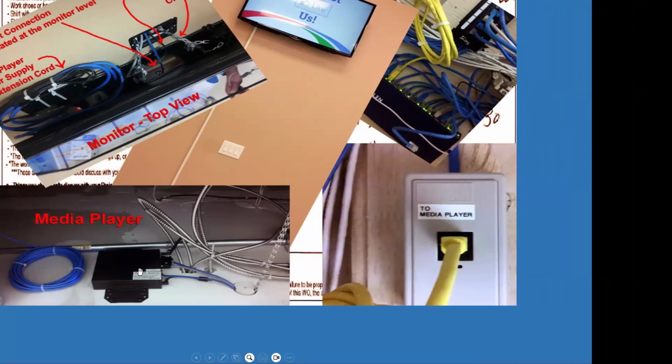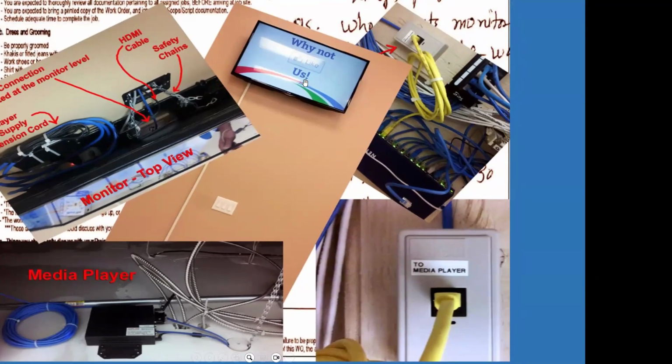What's a media player? Remember? Or media converter? The media player is connected to the network, which is right here in the communications room. So there are the wires being pulled. Actually, it's that one there. It goes to that room, and it converts the Ethernet signal into the video signal that is being fed into the monitor.